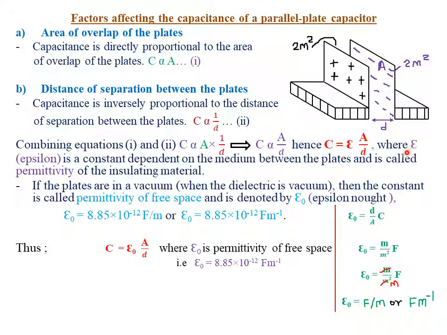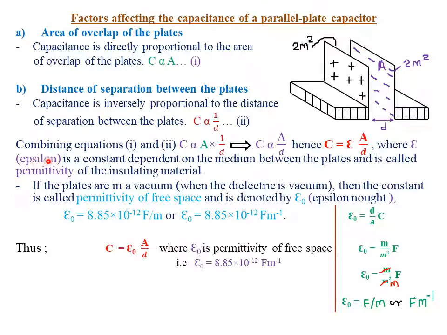So let me give you the first five letters of the Greek alphabet. The first letter, A, is called alpha. Letter B is called beta. Letter C is called gamma. Letter D is called delta. Then letter E is called epsilon, the one we are using here. So epsilon is the fifth letter in the Greek alphabet.